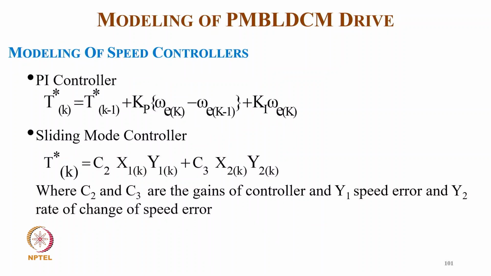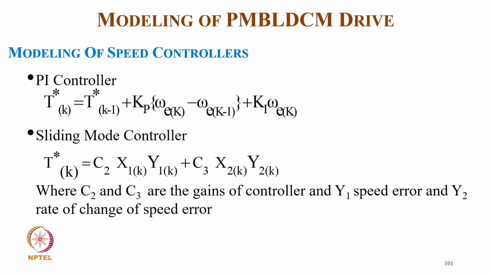So coming now to modeling of speed controller, coming to the PI controller. T*(k) equal to T*(k-1) plus Kp in bracket [ω_e(k) minus ω_e(k-1)] plus Ki ω_e(k), where ω_e(k) is the speed error, ω_r* (k) minus ω_r(k). And for the sliding mode controller the torque output is T*.